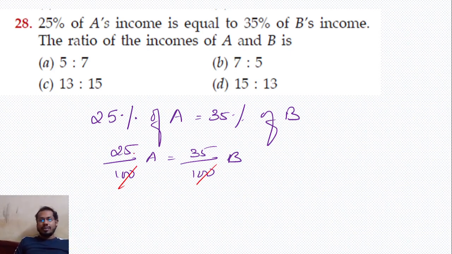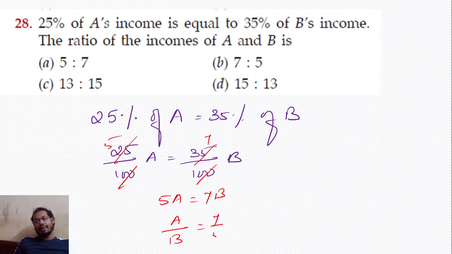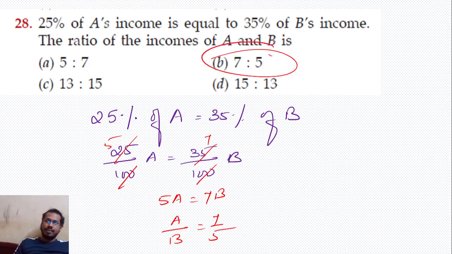Okay, then 25 and 35 cancel. 25 is 5 times, 35 is 7 times. So 5A is equal to 7B. A by B is equal to 7 by 5. When B comes over, here it will be 5. So 7 is to 5 is the final answer. That's it.